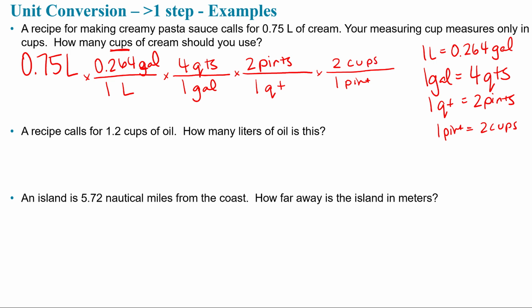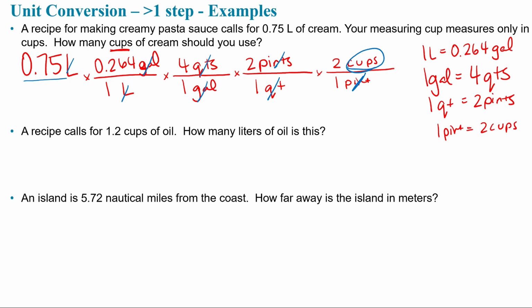So now if I look at all my units, the pint cancels out, the quart cancels out, the gallon cancels out, and liter cancels out, and I'm left with cups. So whatever number I get from my calculations, it's cups. And it's the number of cups in 0.75 liters.